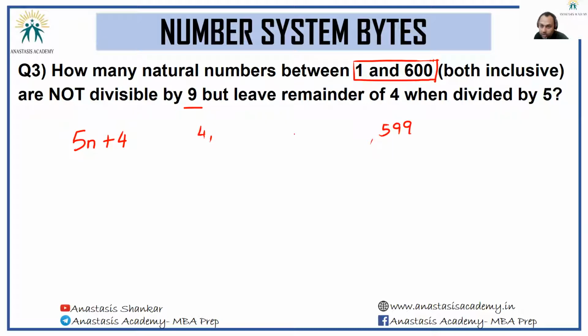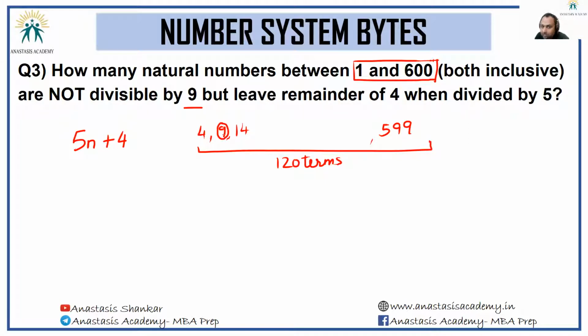599. Counting how many numbers are here, you can do that via AP, or if you can see, this is nothing but a table of 5. All you need to do is add 1 everywhere. You will see that these are 120 terms. But from this list, I have to remove all multiples of 9.